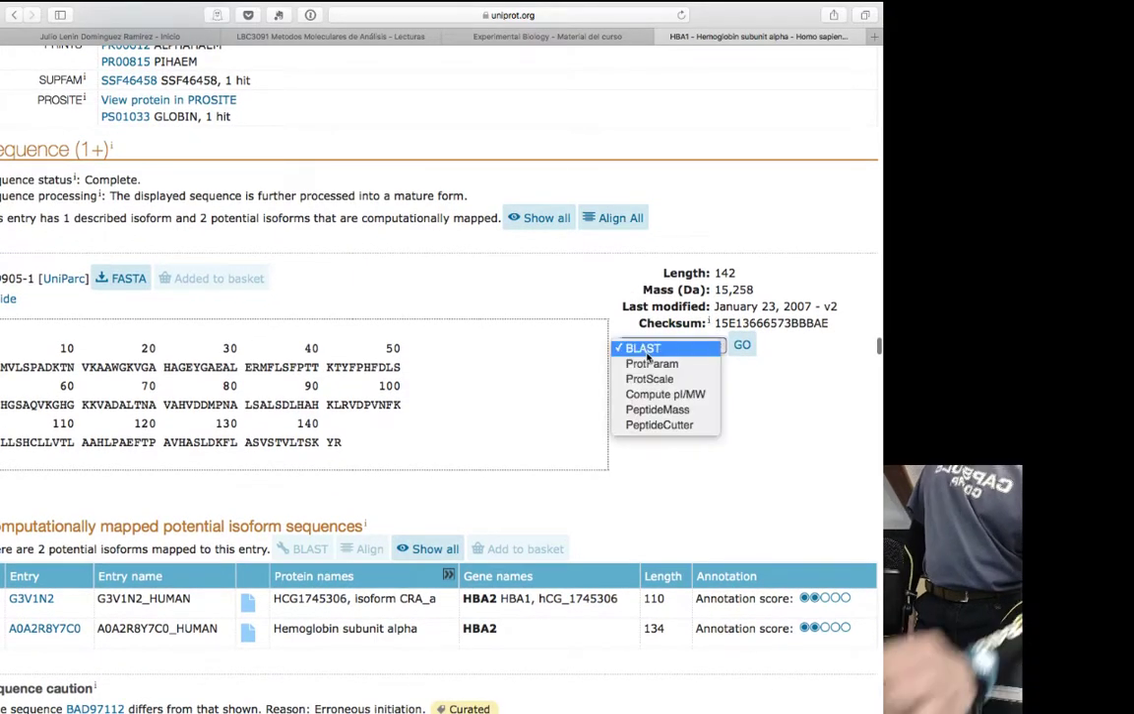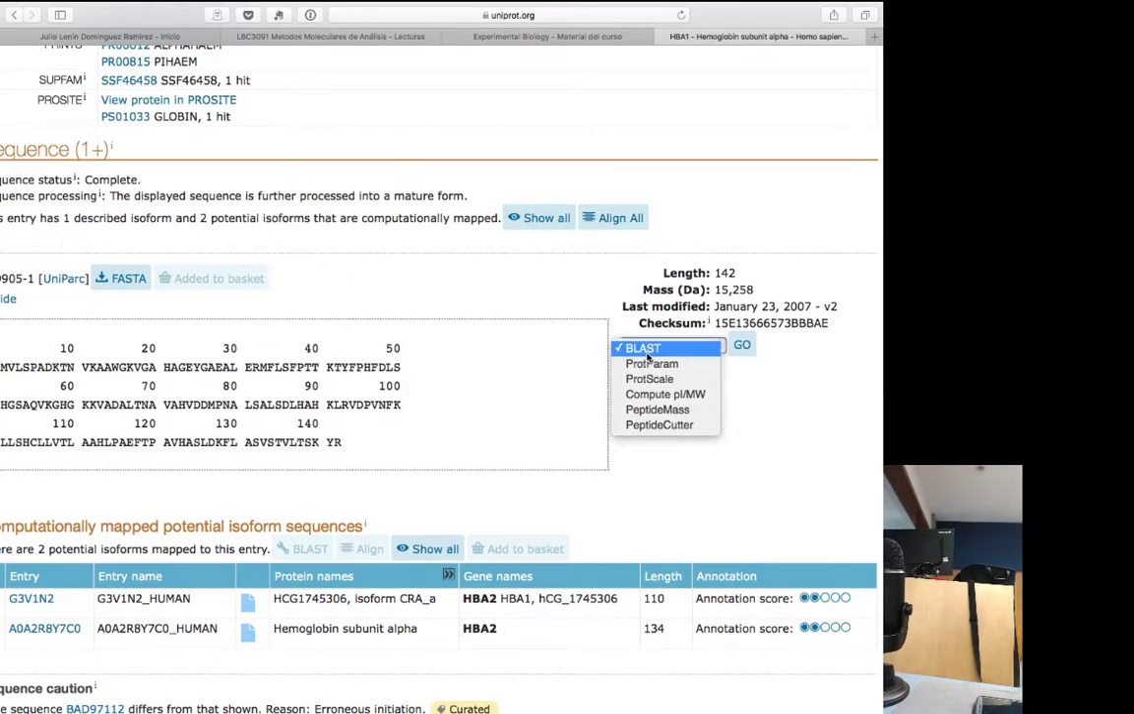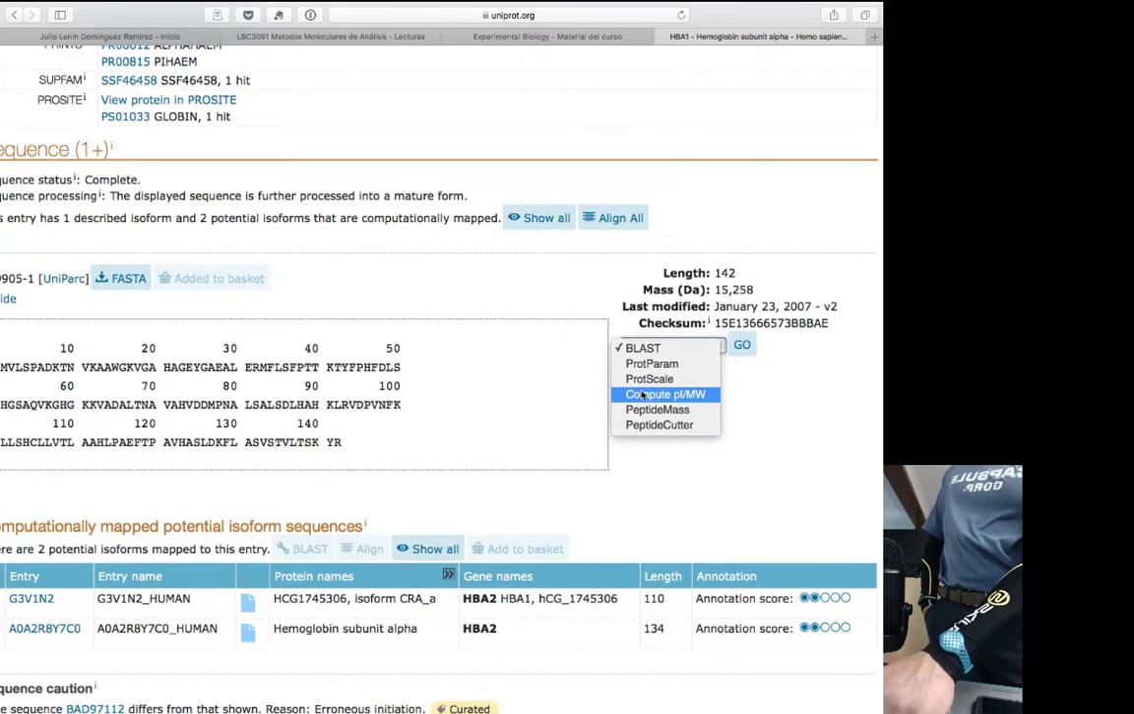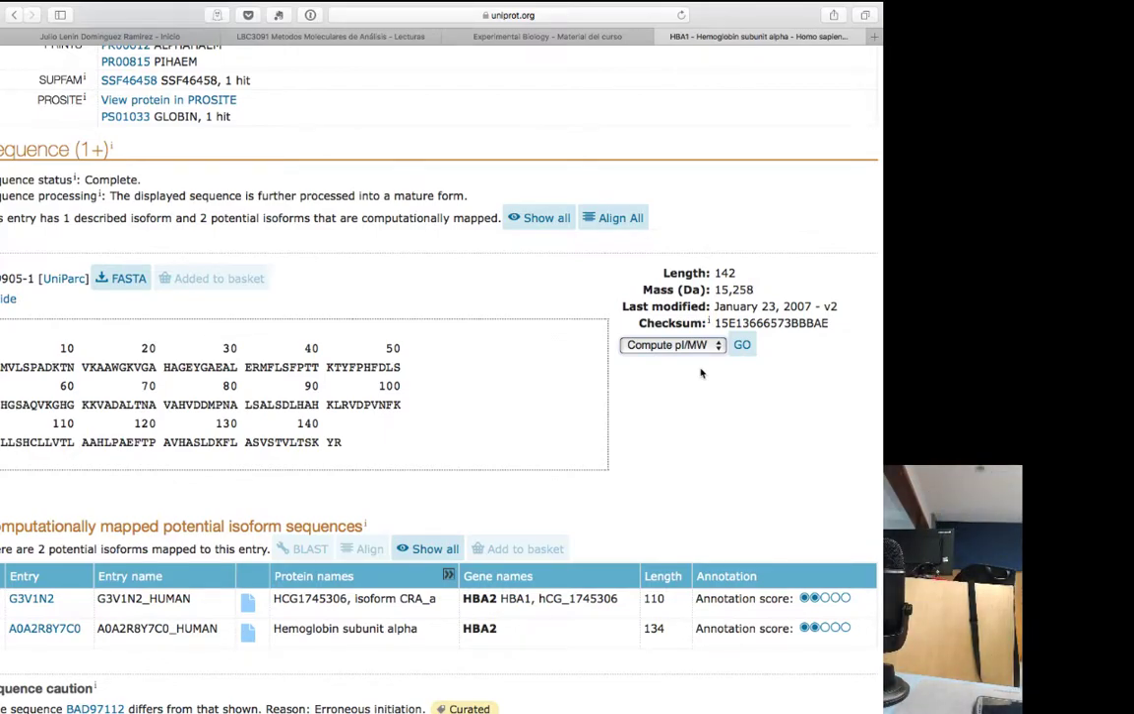So right here. First of all, the length I already mentioned, the mass of the subunit, and then ProtParam, ProtScale, Compute pI/Mw are very similar. So let's go for Compute pI/Mw. That one is going to try to take into account the number of amino acids with protonatable sites, acids or bases, and estimate at what pH the protein is going to be neutral. And the other one is the molecular weight, which we already have here based on the mass.